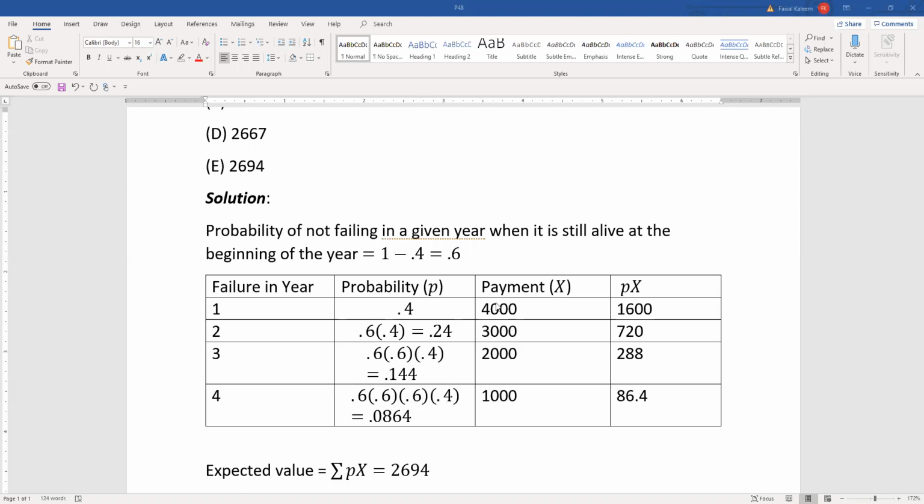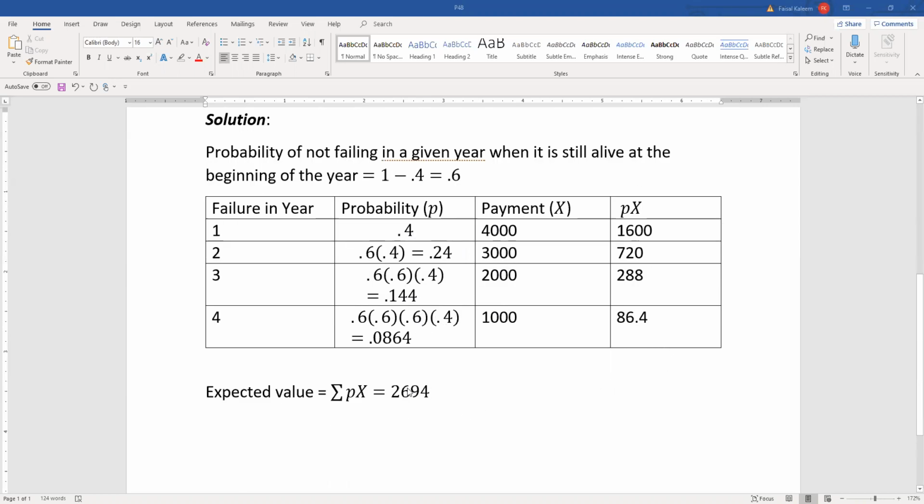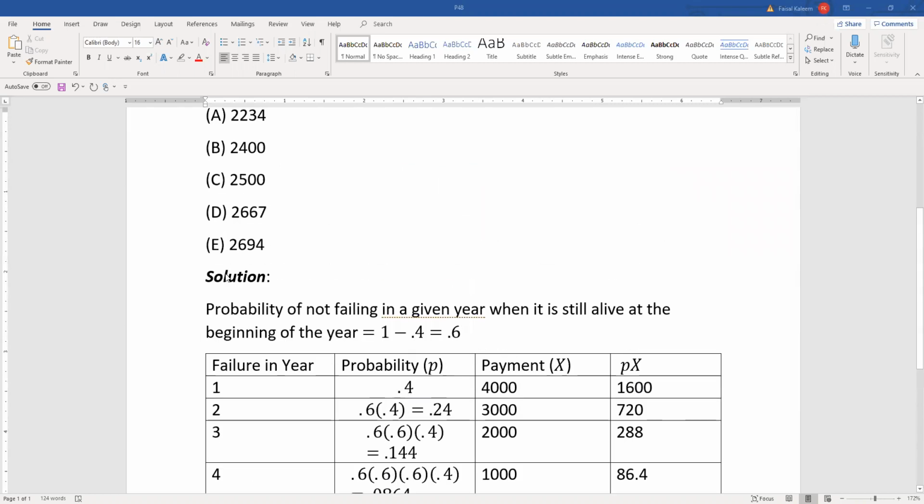So then we multiply each of these probabilities by the corresponding payment, and we know the expected value will be the summation of all these PXs. So that rounds to 2694 when you sum that. That's choice E.